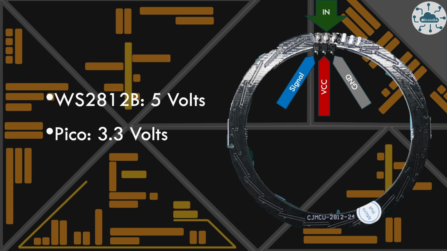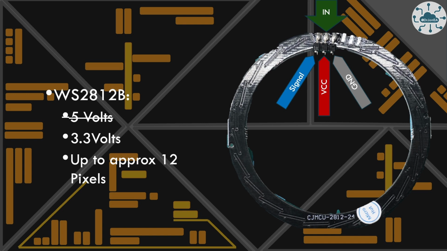Technically, a WS2812B LED is a 5-volt device, and so we should really use 5 volts on it. A Pico, of course, is only 3.3 volts in its outputs, so we need to worry a little bit about getting these two things to work together. If you're working with less than about 12 pixels in your ring or on a strip with these WS2812B LEDs, then I normally just don't worry about it and go with a 3.3 volt supply, and these will work absolutely fine.